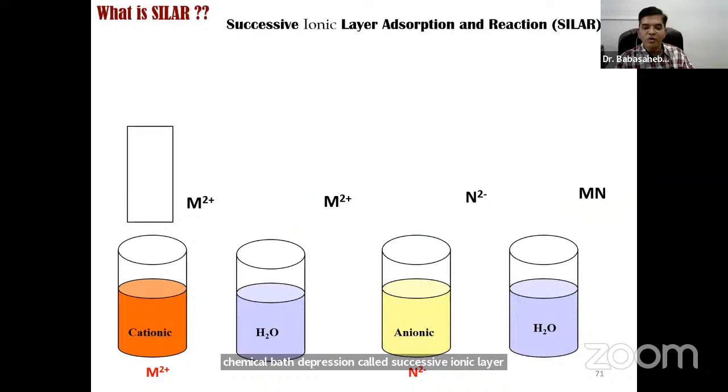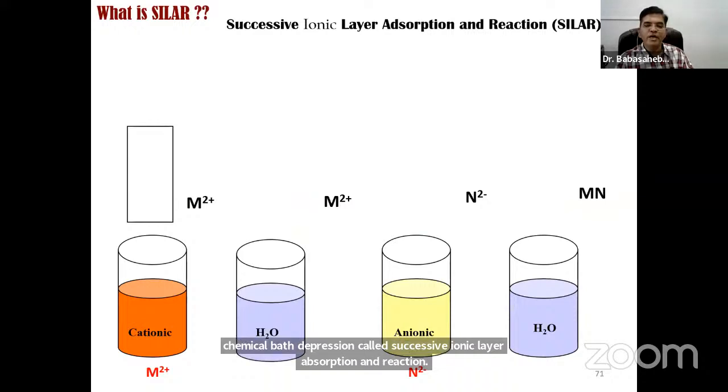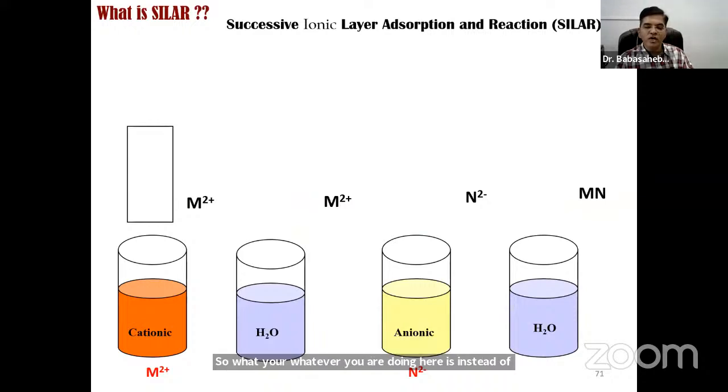So whatever you are doing here is, instead of putting cation and anion together, you are placing cation and anion separately. That is the basic idea. So you are getting the reaction only on the substrate surface, not in the solution, ideally. For this, you are using ion exchange water between the cation and anion, so that no precipitation occurs inside the solution. So it is possible to use the solution many times. For example, I want to deposit cadmium sulfide.